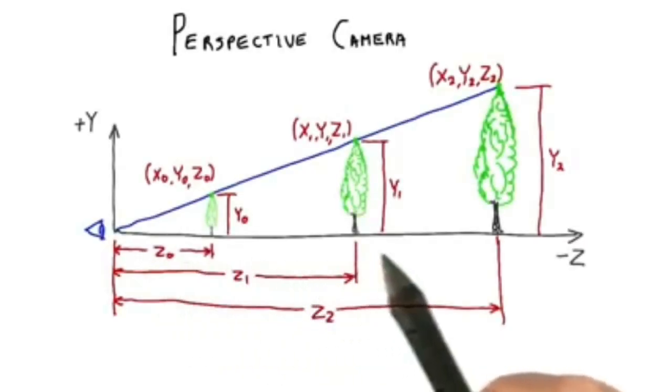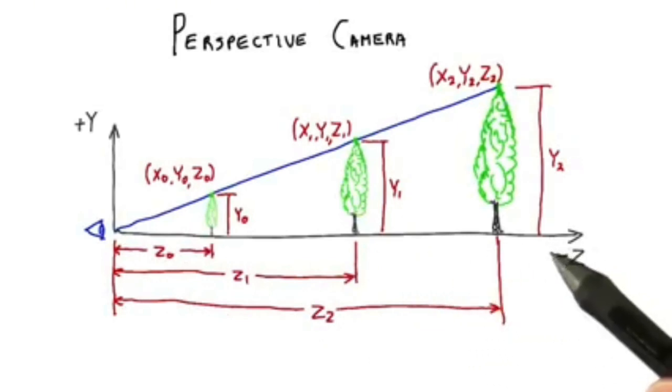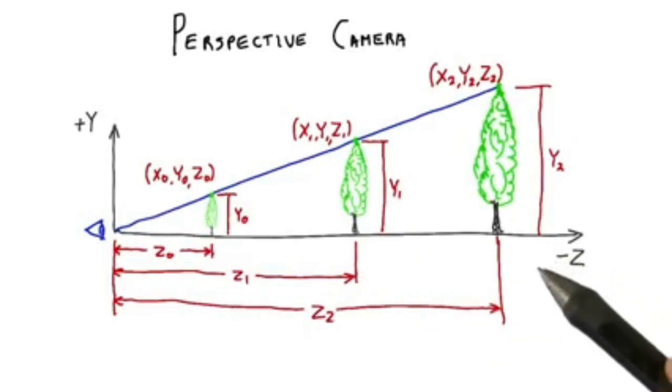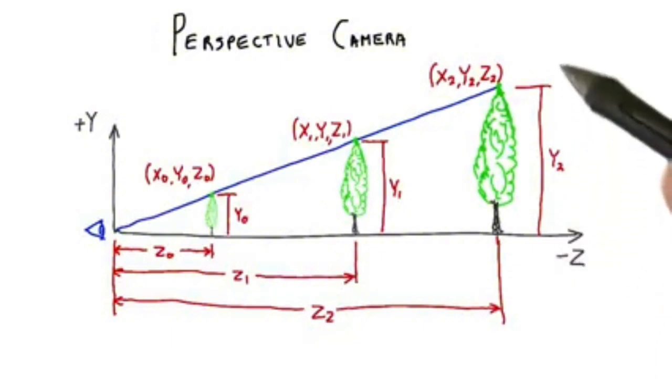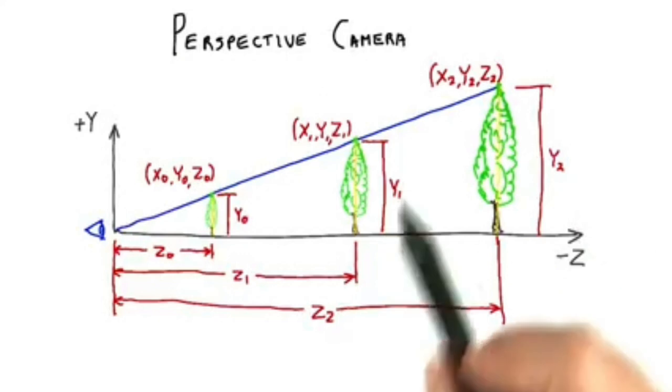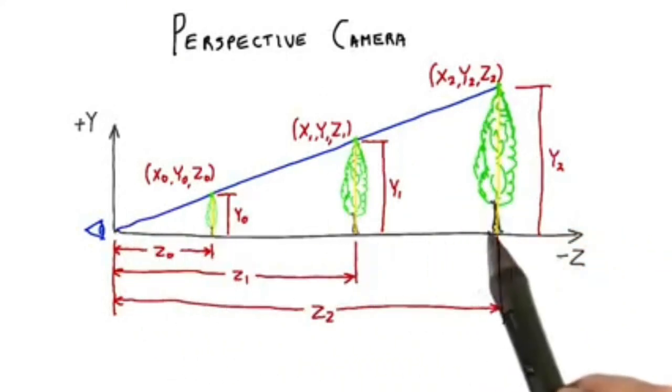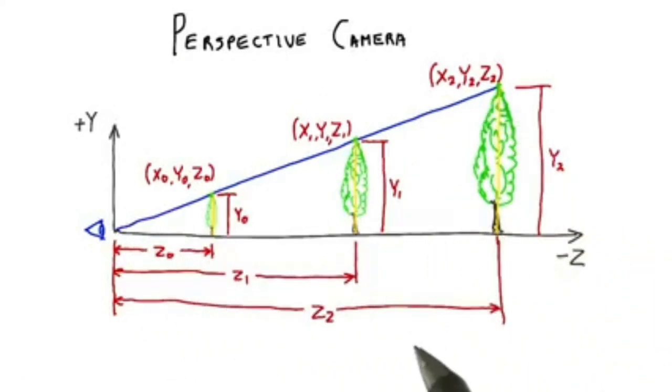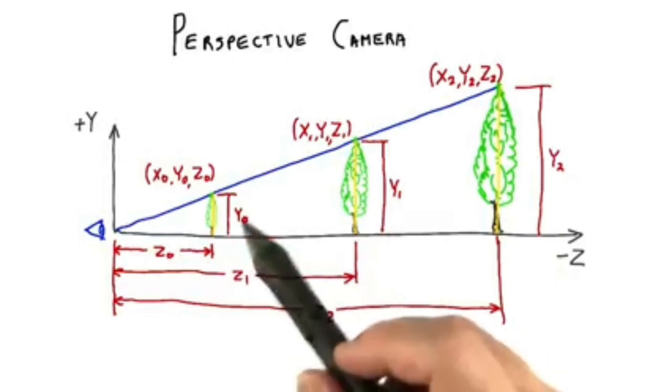In a perspective view of the world, objects get smaller in the image as they get further away from the viewer. Another way to say it is that if something is farther away, it needs to be larger in world space if it wants to appear the same size on the screen. This gives us the idea of similar triangles. y2 divided by z2 will be equal to y1 divided by z1, and so on.